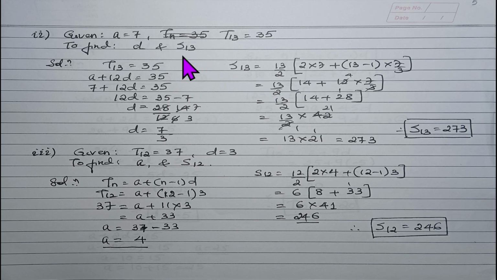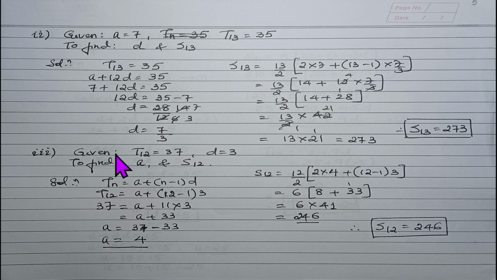Now we have to find S13. S13 is equal to n upon 2, because n is 13 there, so 13 upon 2 in the bracket 2 into 7, 7 is a, so 2 into 7 plus 13 minus 1 into d, d is already known, 7 by 3. Substitute the values, all the values are known, simplify, we get 13 into 21 and that is 273. So therefore S13 is 273. Please learn how to simplify, these are fundamental operations, you have to learn them and apply your knowledge here.